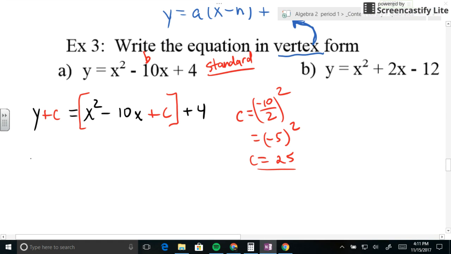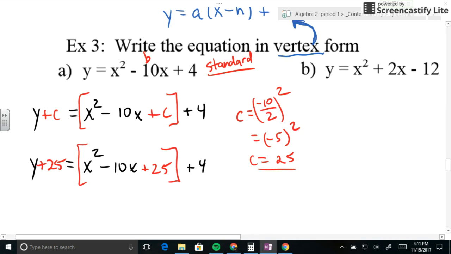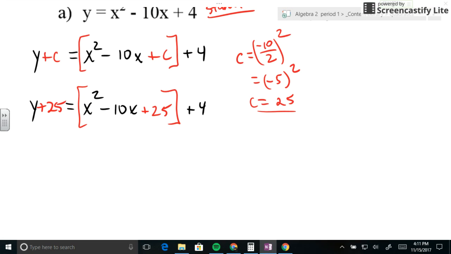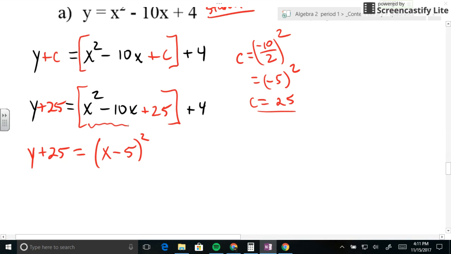I'm going to write down everything here. This is y equals x squared minus 10x. There's a plus 4 out there, but there's also a plus 25 on both sides. So then in the brackets, what I have to do is take that and write it as a perfect square. So I have a y plus 25 on the left, and on the right, I have the quantity of x minus 5 in parentheses squared, because it was a negative. So that's what that factored into.